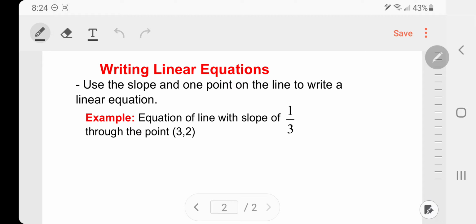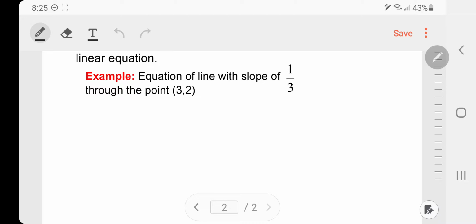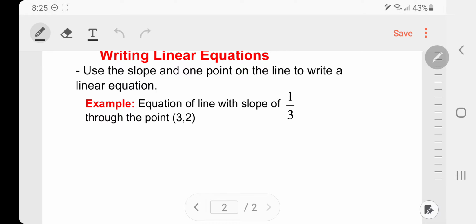All right, so for writing an equation in slope-intercept form, you're going to use the slope and 1 point on the line to write the equation. The way I do this is, first off, let's label all the things that were given in the example. The equation line with a slope of 1/3. So that is telling you that the slope, the m, is 1/3. We're also given the point on the line (3, 2), so we can label an x and a y. So x would be 3, y would be 2.